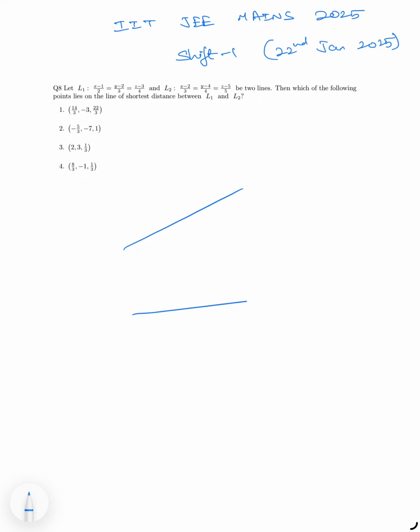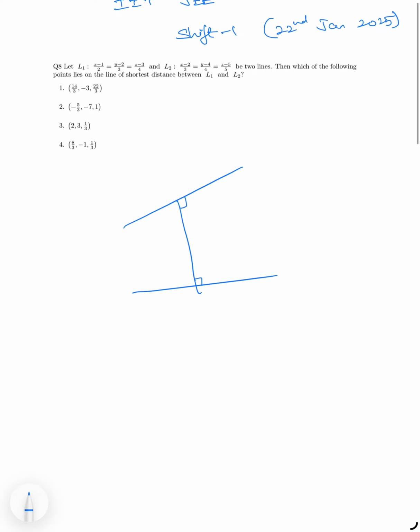Suppose this is L1, this is L2. This is a line perpendicular to both, which is the shortest line between L1 and L2. You can imagine this in 3D. In 3D this is possible. So let this point be P and this point be Q. This is L1 and this is L2.